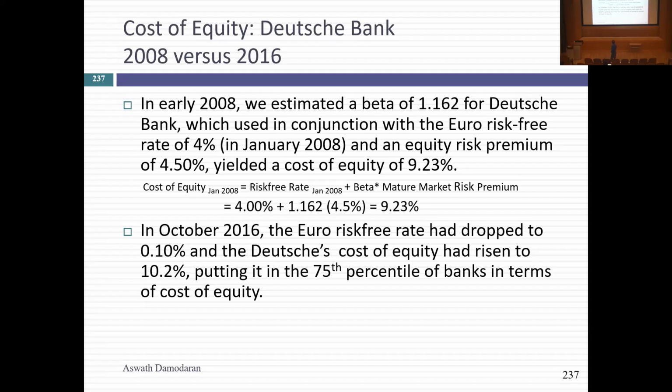In 2016, the risk-free rate had dropped in euros to 0.1% from 4%. Now, if I leave everything else constant, what's your first reaction? The discount rate for Deutsche should also have come down, right? But actually, the discount rate had risen to 10.2%. Why? Because the risk premium had gone up by October of 2016, and Deutsche had become a much riskier bank. So you're going to see cost of equity in both these valuations because I'm valuing the equity in the company.